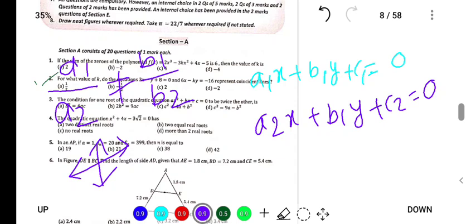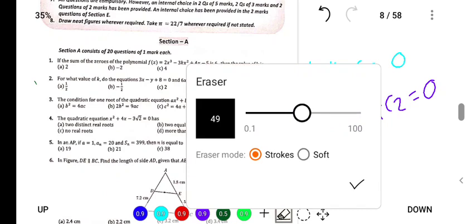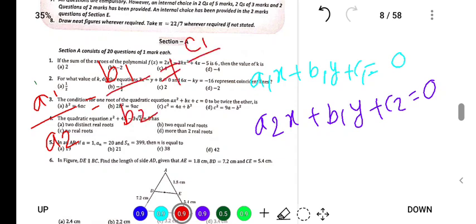If we want the two lines to be parallel, then what is the formula? The formula is a1 upon a2 equal to b1 upon b2, but not equal to c1 upon c2. If this condition is fulfilled, then you can say the two lines are parallel. Okay, this is for parallel.